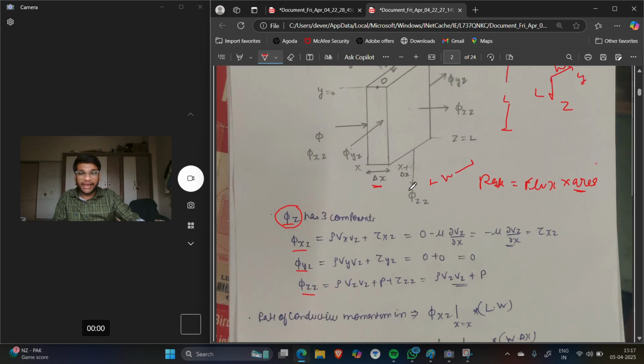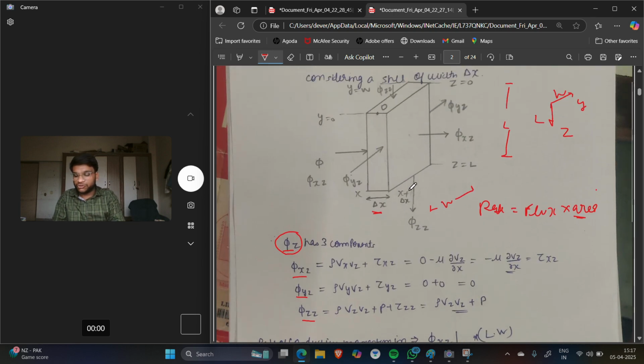LW. And I have told you that in shell momentum balance there were two terms. One was convective and the other was conductive. Let me tell you, the convective momentum means the rate of momentum which is there because of the bulk motion of the fluid. So here if you see, the bulk motion is in the z direction.